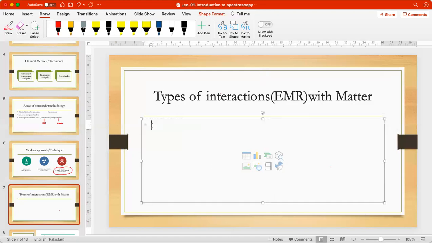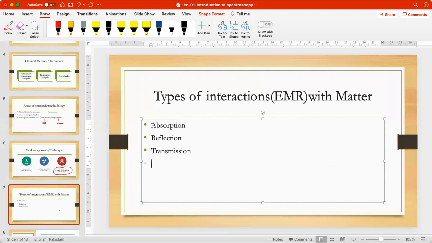Number 1, electromagnetic radiation may be absorbed in the compound. Okay, we will call this absorption. Number 2, electromagnetic radiation may reflect. When it interacts with the matter, it may reflect. We will call this reflection. Third possibility is that electromagnetic radiation may be absorbed by some compound and then transmitted. We will call this transmission.